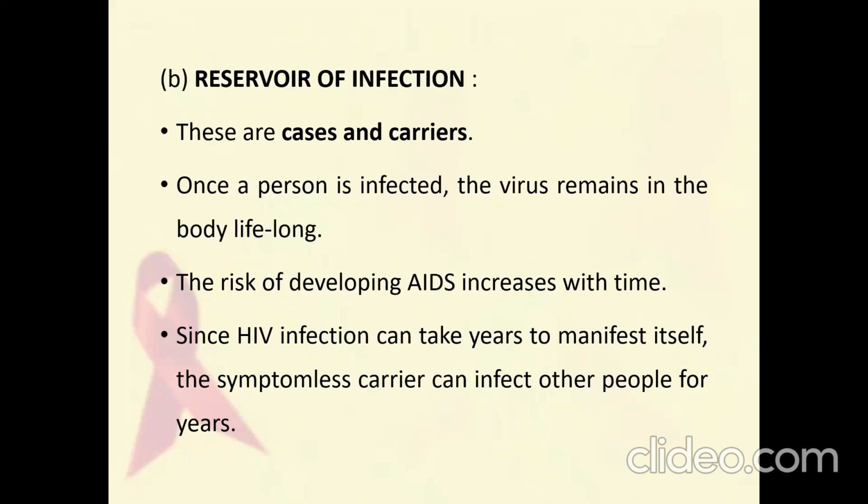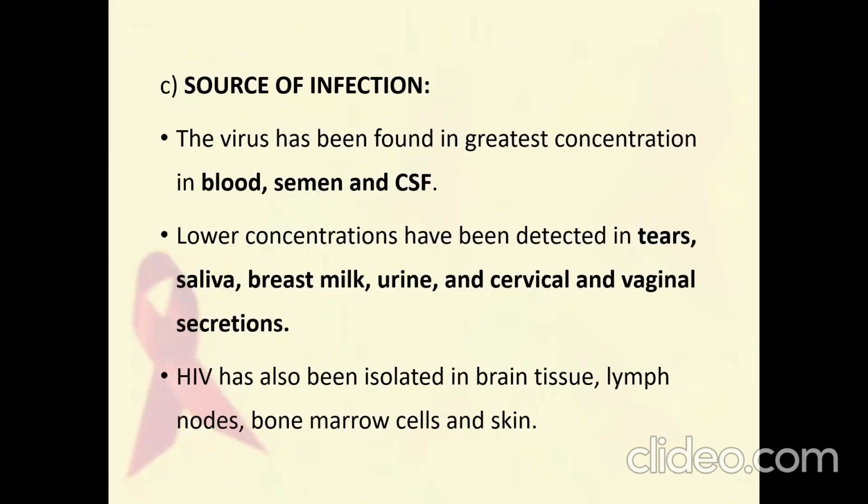Then the second epidemiological factor is the reservoir of infection. The reservoirs are cases and carriers. As for the source of infection, the virus has been found in greatest concentration in blood, semen, and CSF, and lower concentrations have been detected in tears, saliva, breast milk, urine, and cervical and vaginal secretions.